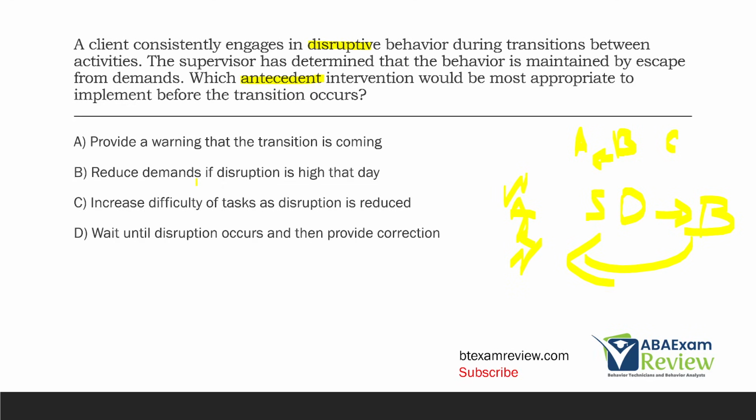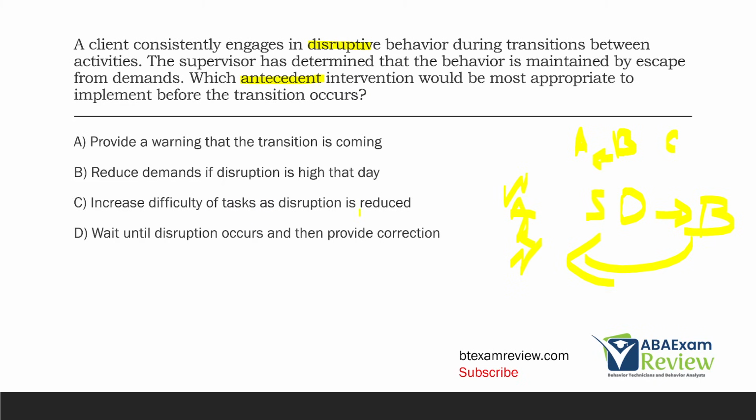B, reduce demands if disruption is high that day. Well, B, we're reacting. It's a consequence. We're reacting to the behavior. Antecedent is proactive. C, increase difficulty of tasks as disruption is reduced.